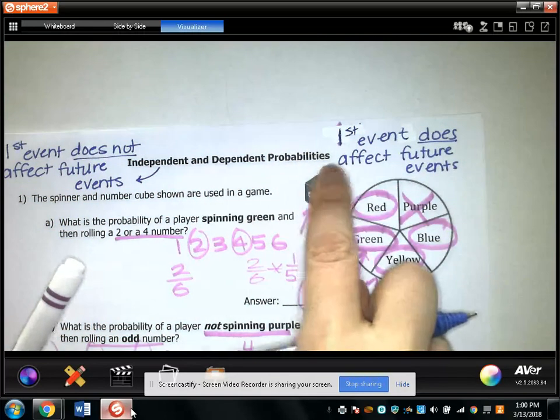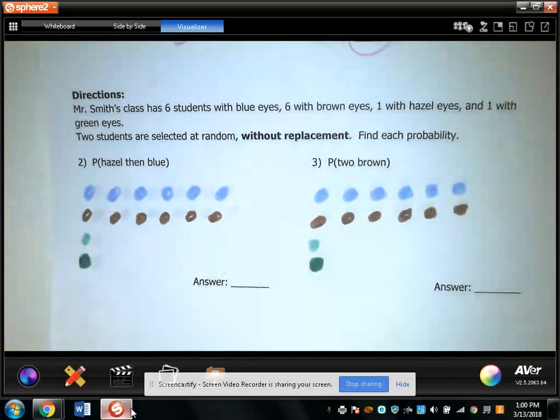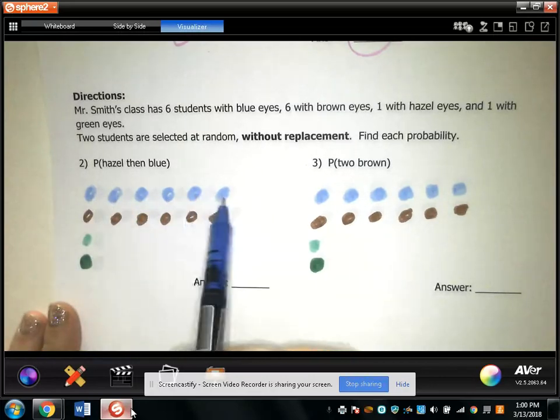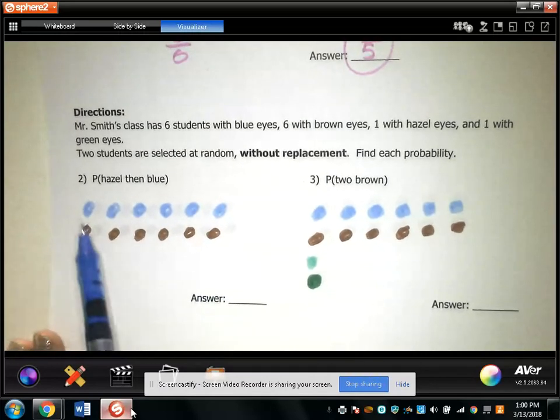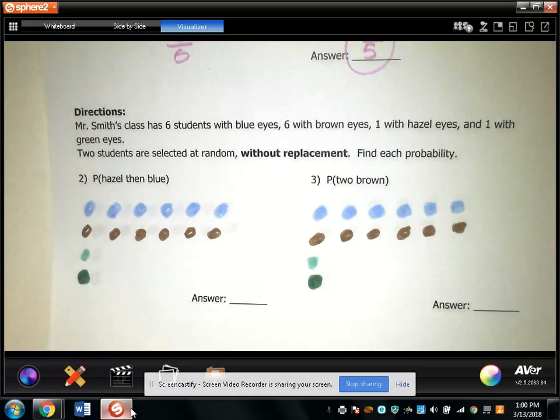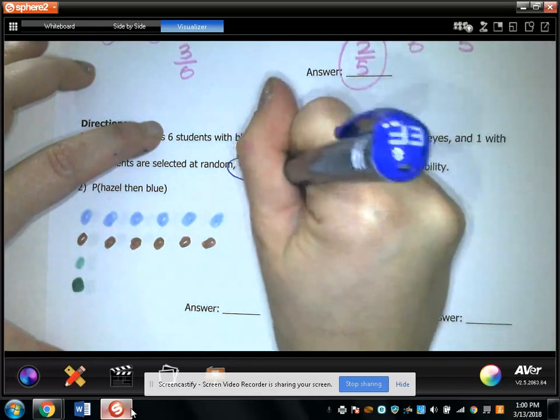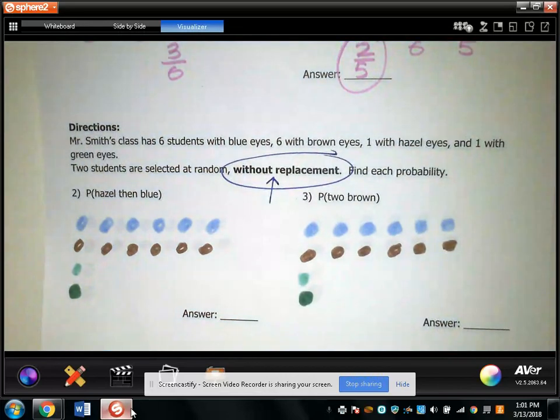So for dependent probabilities, the first event does affect future events. And we're going to go over that in these problems below. Mr. Smith's class has 6 students with blue eyes, 1, 2, 3, 4, 5, 6. 6 students with brown eyes, 1, 2, 3, 4, 5, 6. 1 with hazel eyes, which I'm going to represent with this color, and 1 with green eyes. 2 students are selected at random without replacement. You're going to find out that this is what makes it dependent.